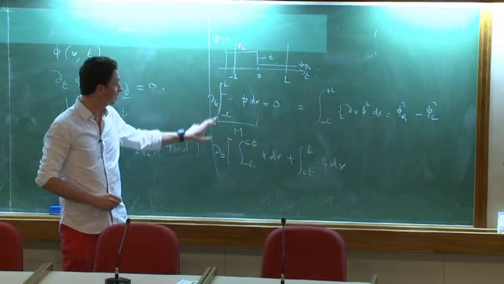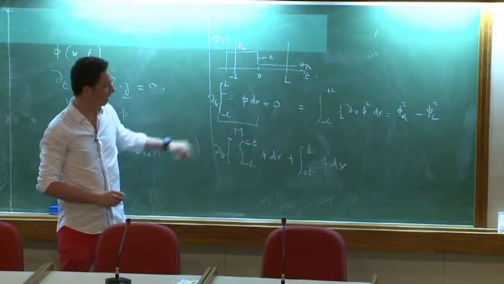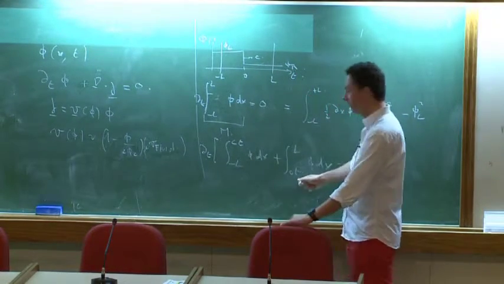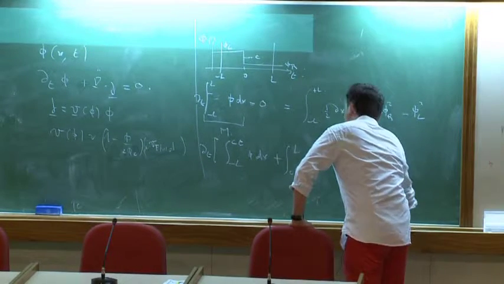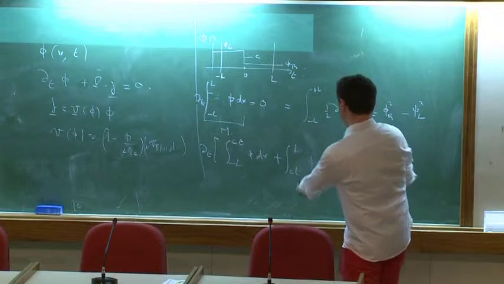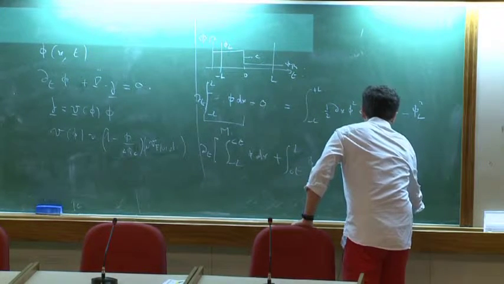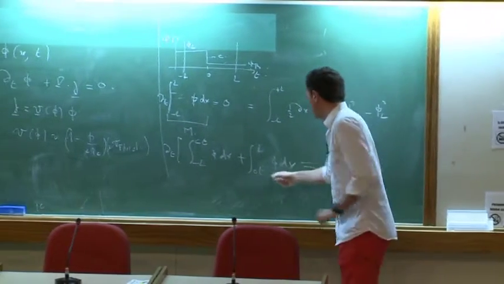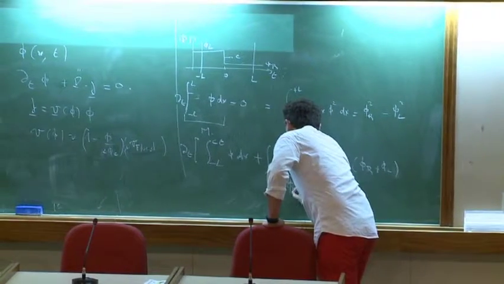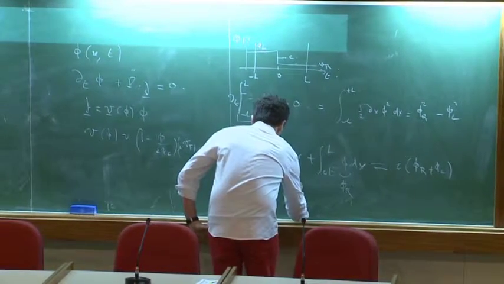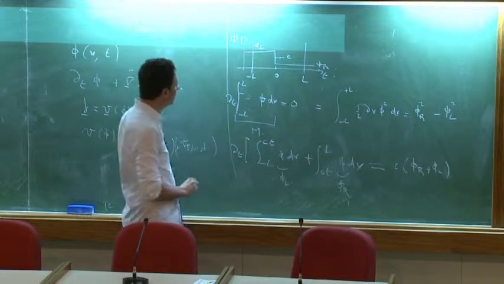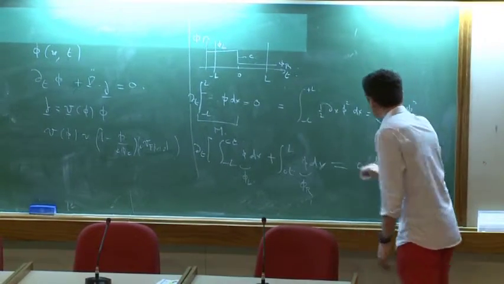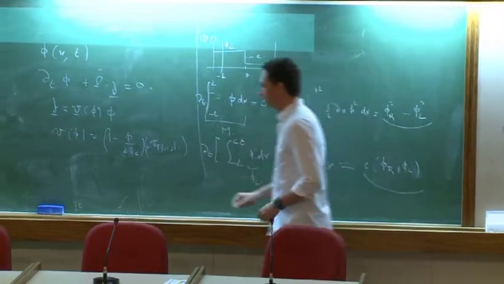This has to be equal to that. I've just extracted the dt from the integral. And in this setup, phi is a constant in space in this interval and this interval. Let's do it properly. It should be phi right minus phi left, times c. So here, that's phi, a constant. It's phi right. And here, that's phi left. Okay? Good.